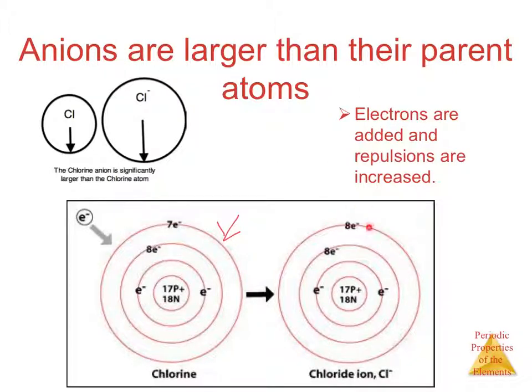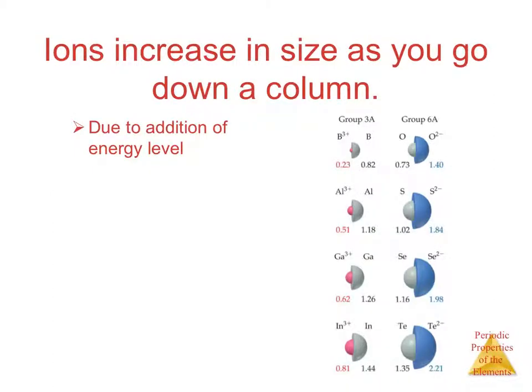So what does that electron do? That electron creates more repulsion. There is repulsion amongst these electrons here, and that additional electron causes more repulsion. It's not going to be any more attracted to the nucleus because the effective nuclear charge doesn't change, right? So the electrons are added, causing more repulsions, and that is the explanation for that one. Okay, so ions increase in size as you go down a column, and that is simply due to the addition of the additional energy level further away from the nucleus.